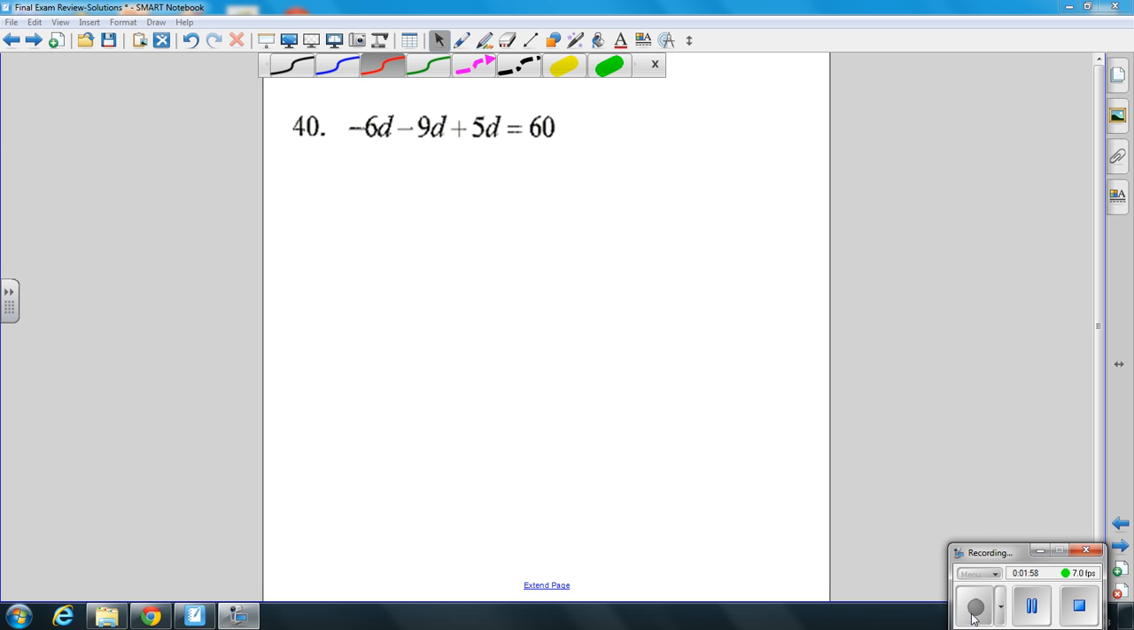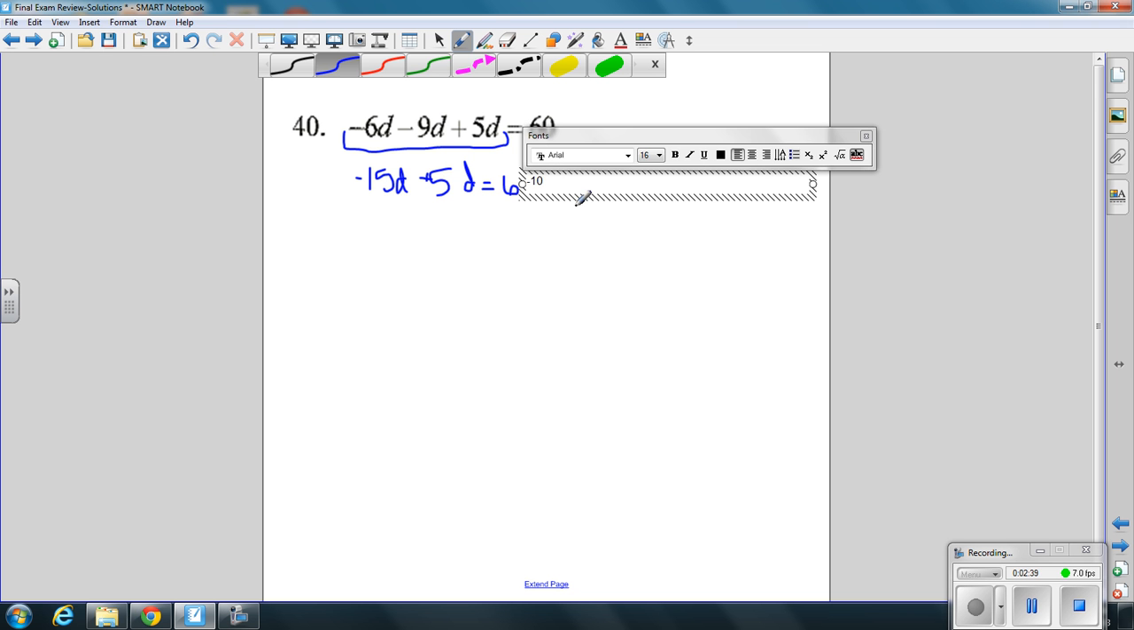All right, guys, so here's example 40. If you notice, we have a negative 6d minus 9d plus 5d, all on the left side here. We have what's called, if you remember, like terms. So what we're going to do is take negative 6, subtract 9, that gives us negative 15d, and then add 5d, and that equals 60. Okay, and negative 15 plus 5, since the signs are different, we will subtract them to get negative 10.